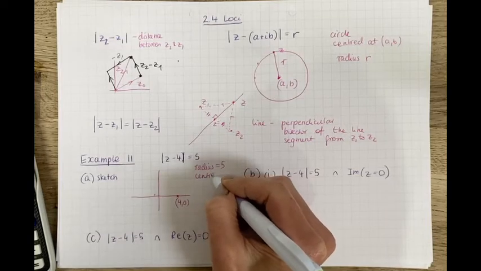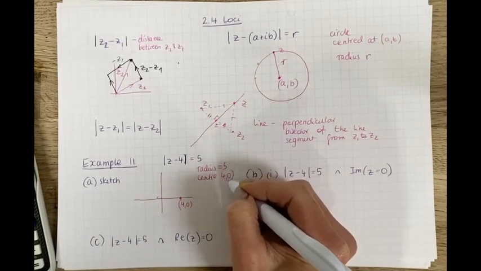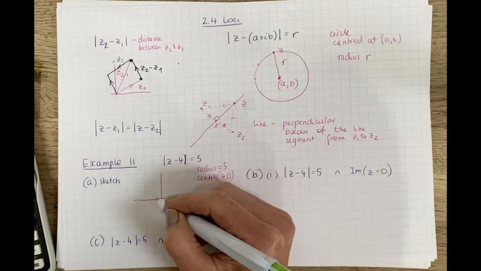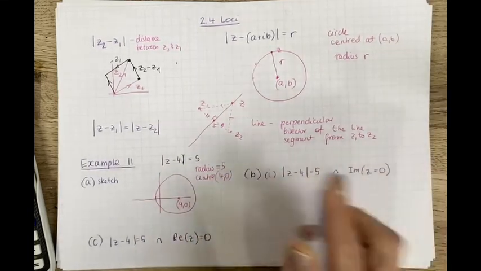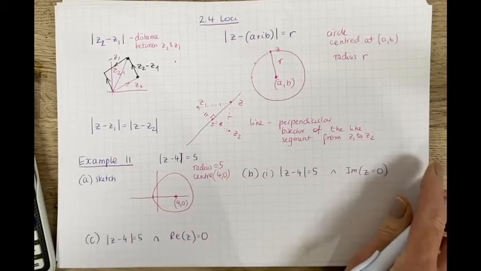Center (4, 0). We're going to sketch that circle. It's pretty bad drawing, but that will do.